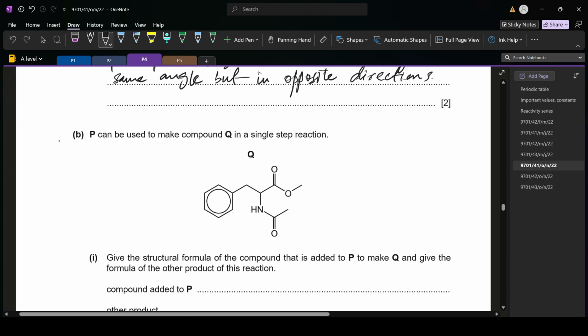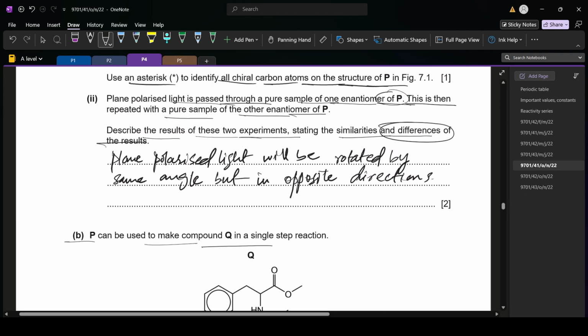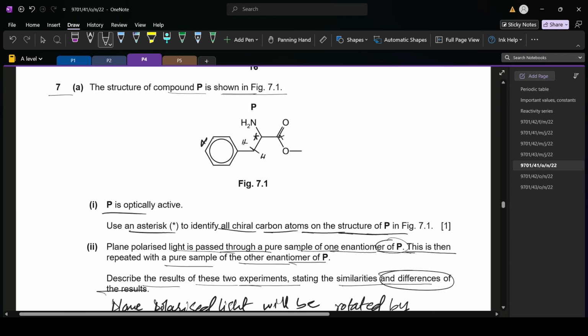Now part B. P can be used to make Q in a single step. Give a reason, give the structural formula of the compound that is added to P to make Q, and give the formula of the other product of this reaction. So what is the reagent that is added to P?